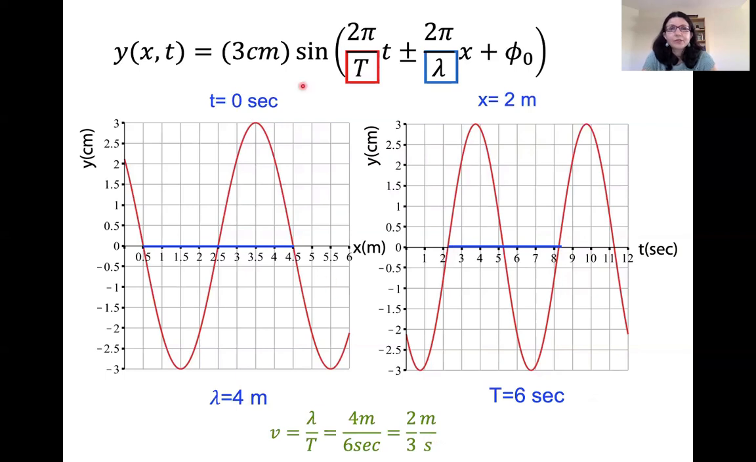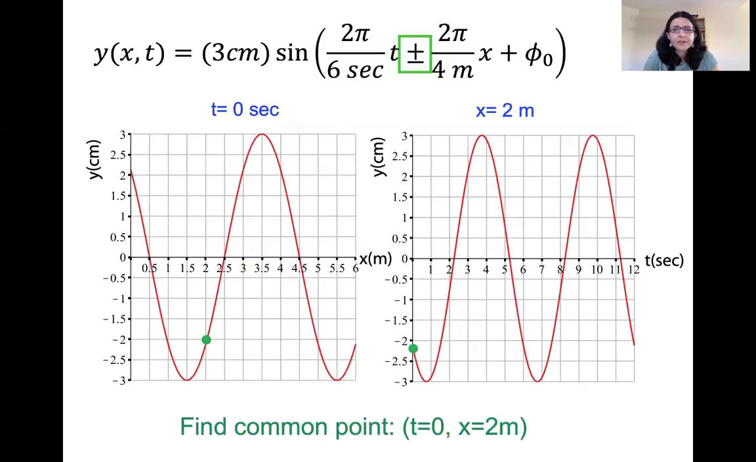Although we don't need to know the speed of the wave in order to write down the wave equation, in case you wanted to know it, you can now calculate it quickly just by knowing the period and the wavelength, because the speed of the wave is just the wavelength divided by the period. 4 over 6 seconds gives you 2/3 meters per second, and this is how fast our wave is moving.